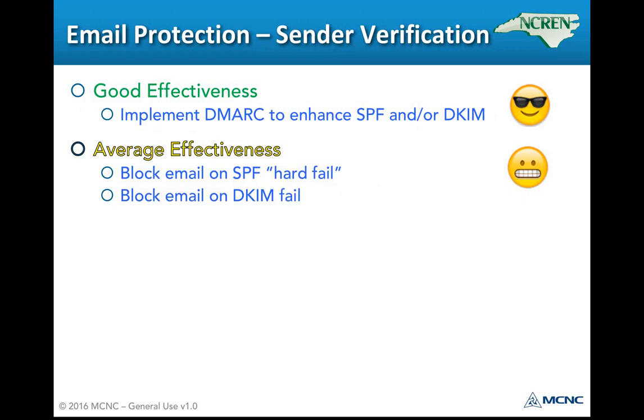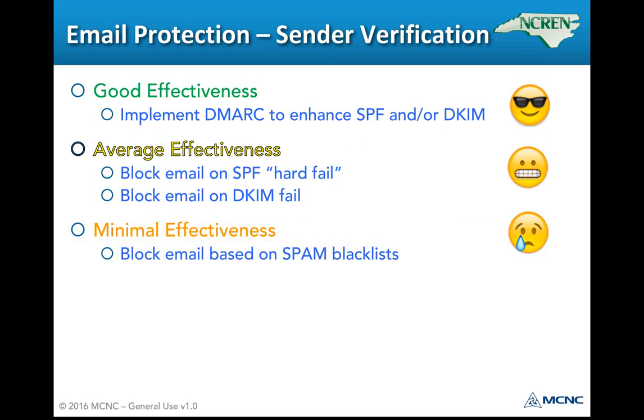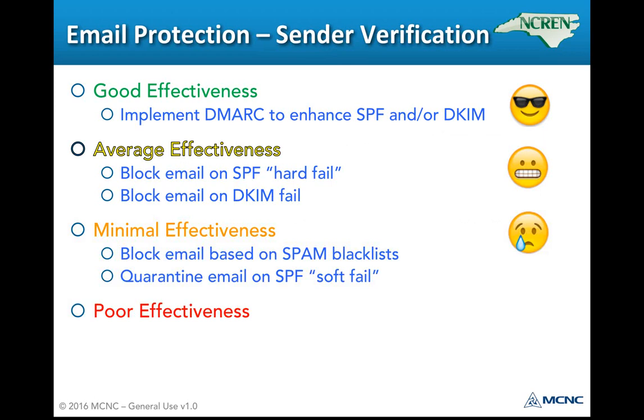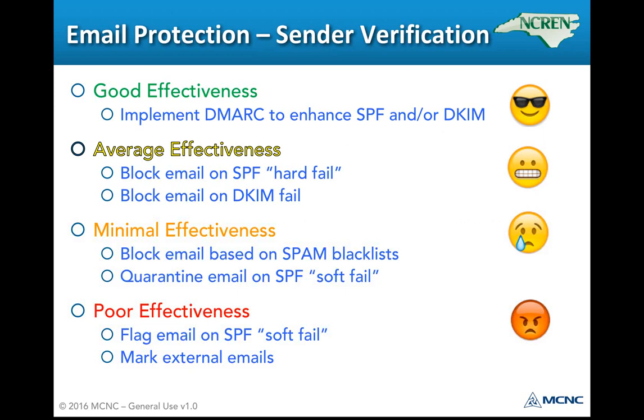Quarantining emails on the SPF soft fail is minimally effective, and they tell you that pretty poor on the effectiveness rating is flagging emails based on an SPF soft fail, marking external emails. And what that means is if you get an email and it comes from outside of your organization, signaling that somehow to the user so that they know that it came from the outside. So those are the controls and how effective they have seen them to be in the real world for sender verification.